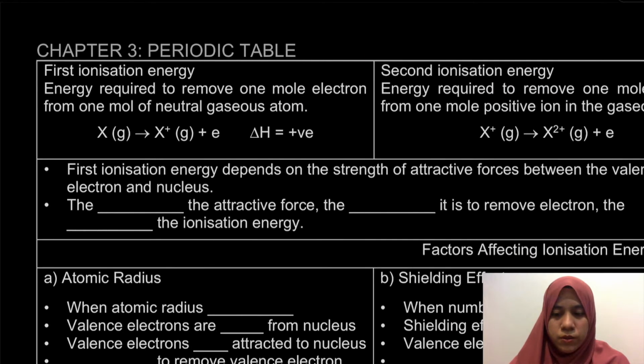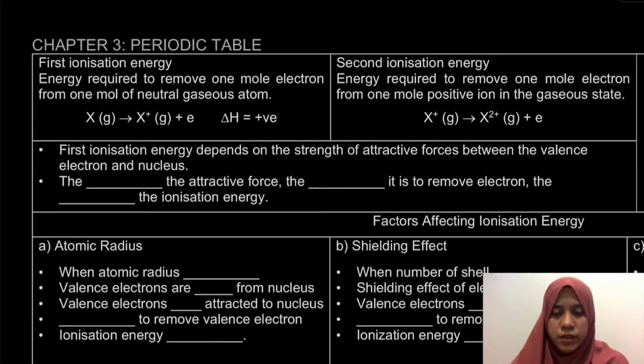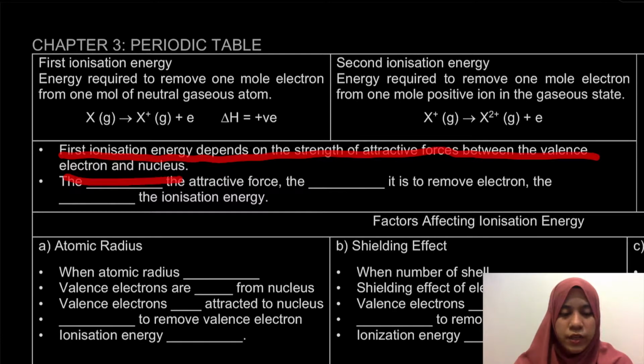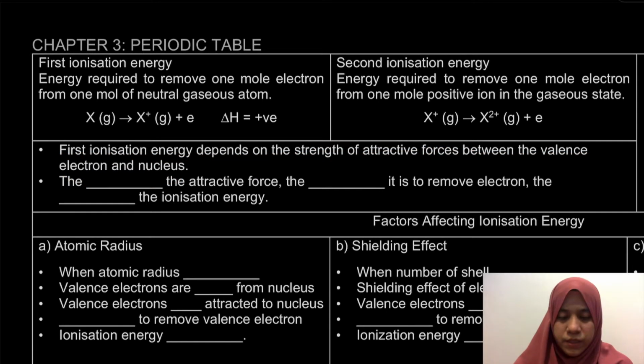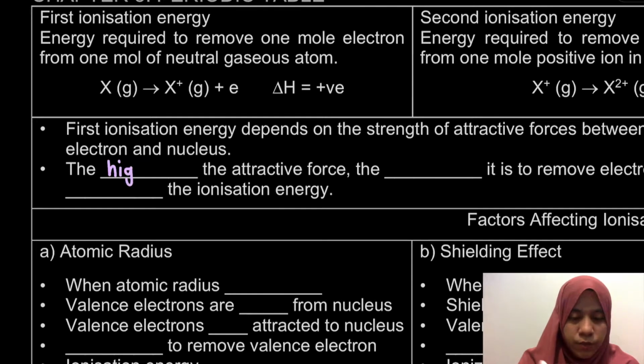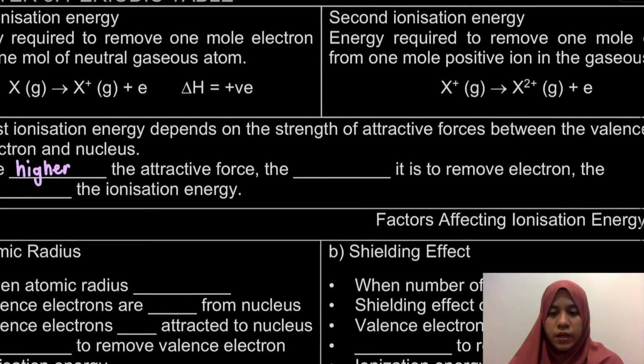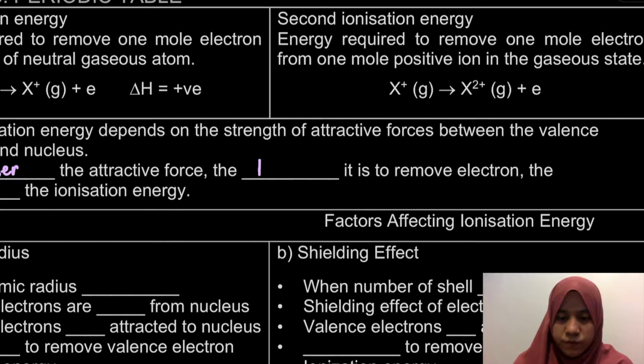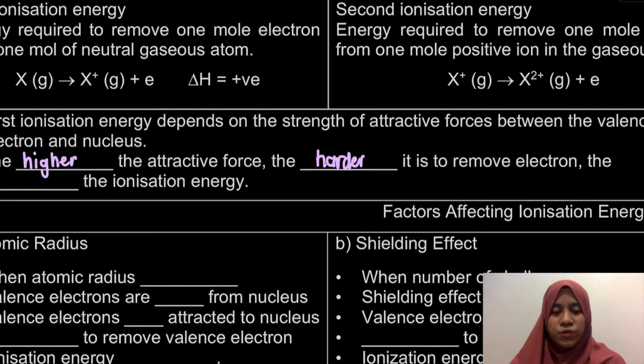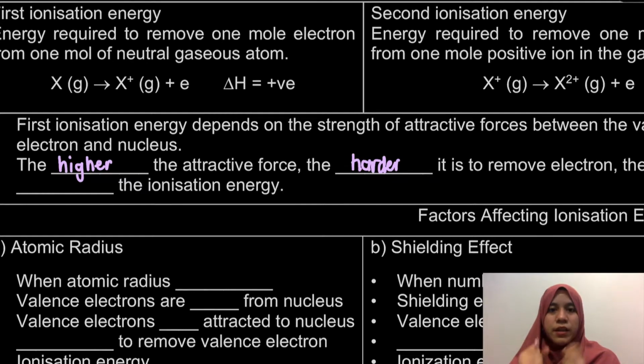Okay, so next what we're going to look at is actually the trend of ionization energy. Here you mentioned that the first ionization energy depends on the strength of attractive forces between the valence electron and the nucleus. So what happens is that the higher the attractive force between our valence electron and our nucleus, it is harder to remove the electron. So when it is harder to remove the electron, it means that we need more energy, and more energy is needed to remove the electron.